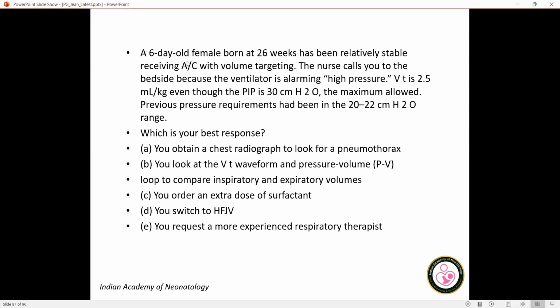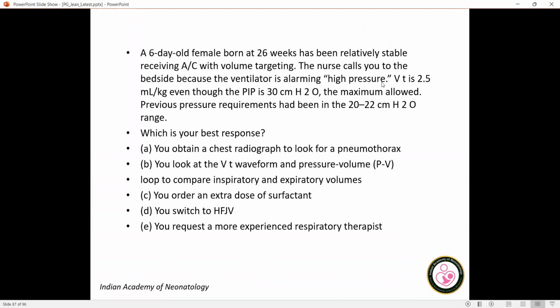So this is a case scenario. A 6-day-old female newborn at 26 weeks has been relatively stable, receiving assist control with volume targeting. The nurse calls you to the bedside because the ventilator is alarming with a high pressure, and the tidal volume is only 2.5 ml per kg. But we have to see that the baby was stable.